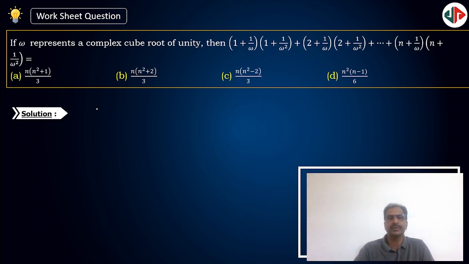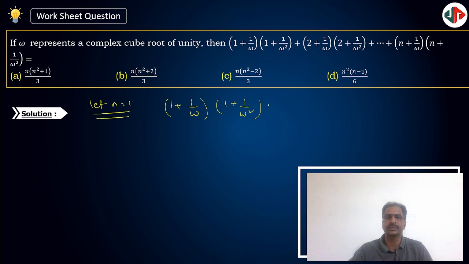Omega represents a complex cube root of unity, then 1 plus 1 by omega into 1 plus 1 by omega square, plus 2 plus 1 by omega into 2 plus 1 by omega square, and so on, up to n plus 1 by omega into n plus 1 by omega square. I am taking n as 1. If I take n as 1, then the required expression will be 1 plus 1 by omega into 1 plus 1 by omega square, only up to this. If you take n as 2, then you have to take 2 terms.